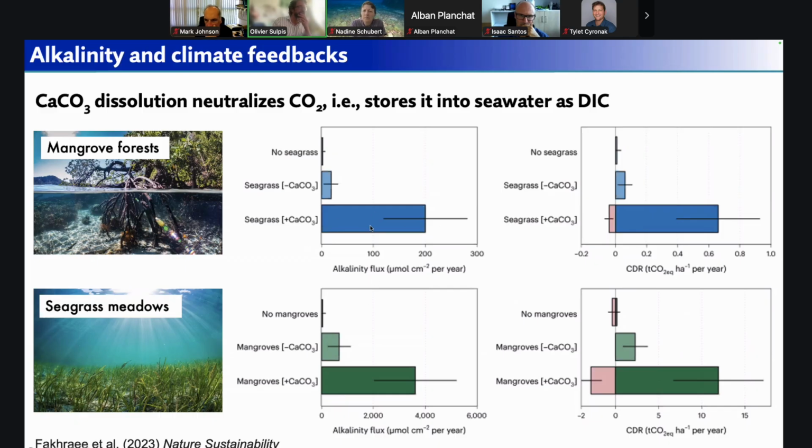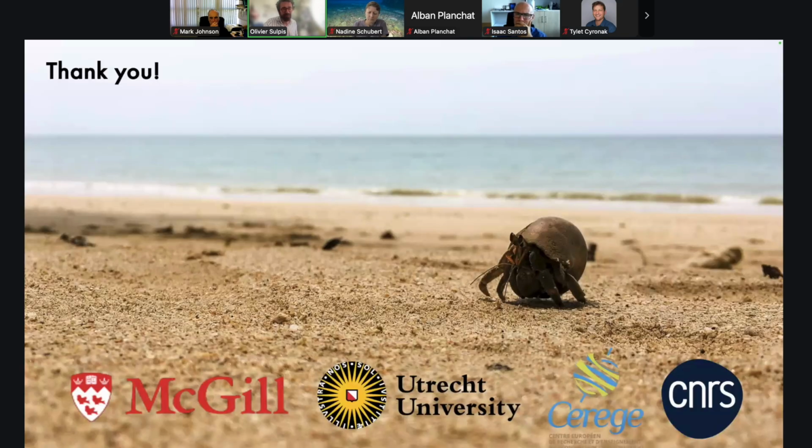And if you translate that alkalinity flux into a carbon dioxide removal potential, we see here that it's being suggested as a way to boost the way certain coastal ecosystems can sequester some CO2. So the idea would be to repopulate those ecosystems with seagrass, with mangroves, especially in areas that contain calcium carbonate, or to add calcium carbonates to those systems. That was my last slide.